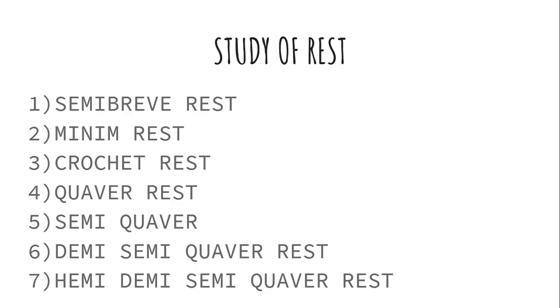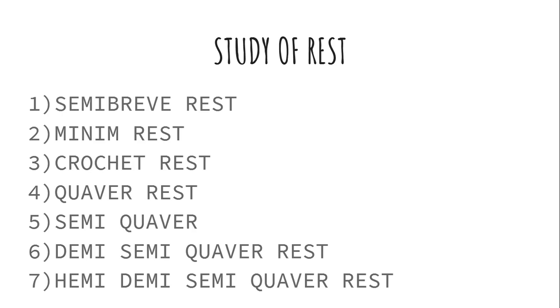In the field of music, rest plays an important part, just as the notes do. So we must be very familiar with the different types of rest we use in music. Just as with notes, there are seven types of rest. They are the semibreve rest, the minim rest, the crochet rest, the quaver rest, the semiquaver rest, the demisemiquaver rest, and the hemidemisemiquaver rest. Rest means a period of silence in music. This period of silence is represented with different respective values.